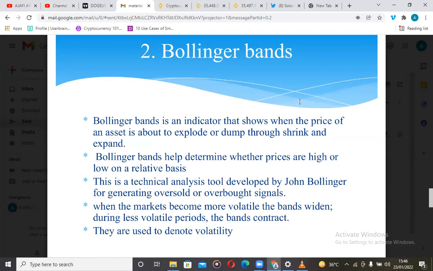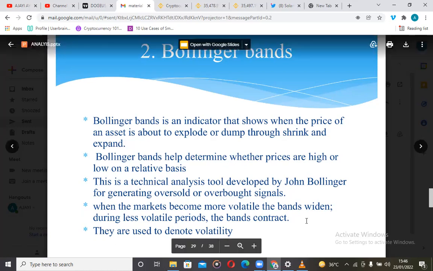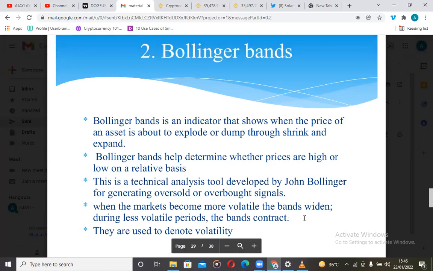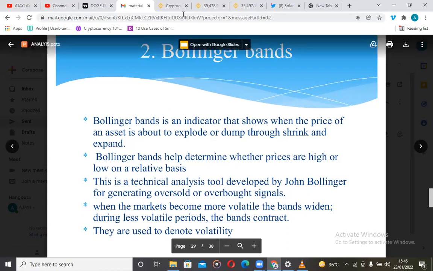We are told that Bollinger Bands were developed by John Bollinger. The major thing for the Bollinger Band is it shows volatility. When the market becomes volatile, the bands widen. During less volatile periods, the bands contract. Now let's continue.